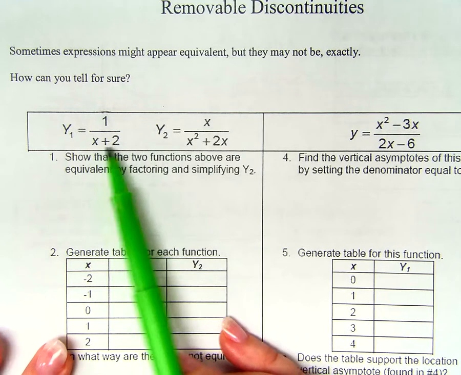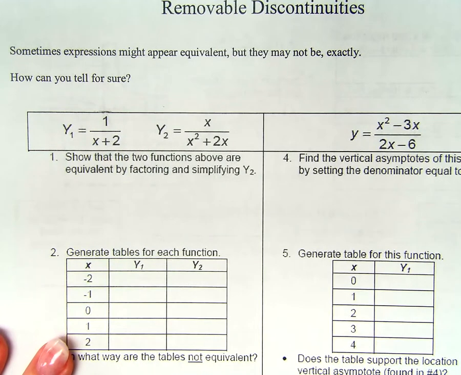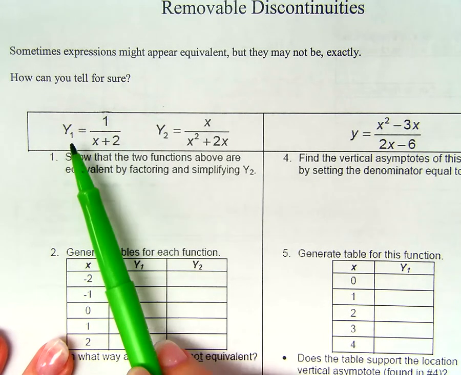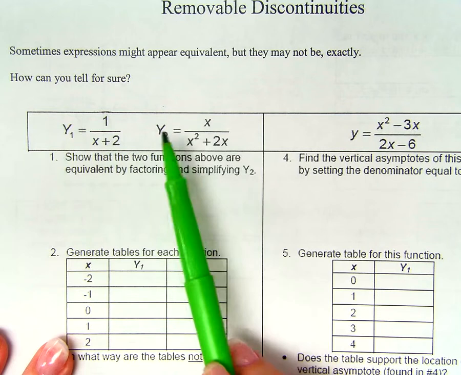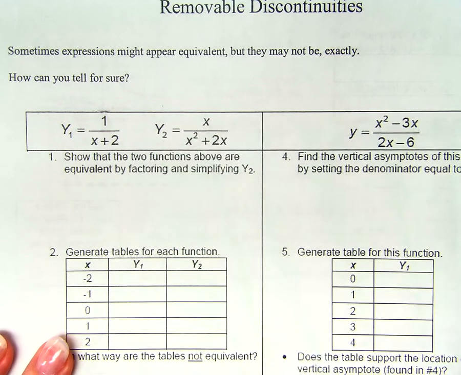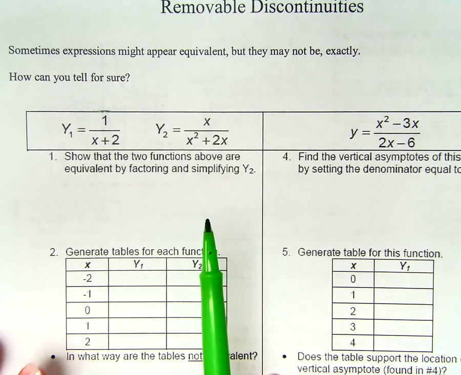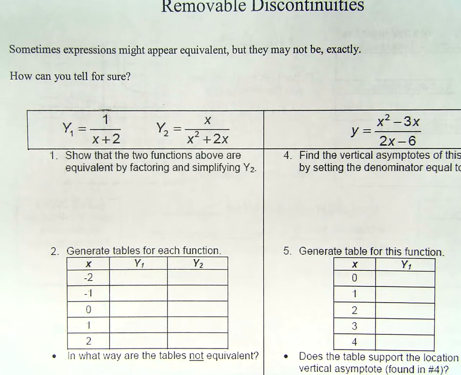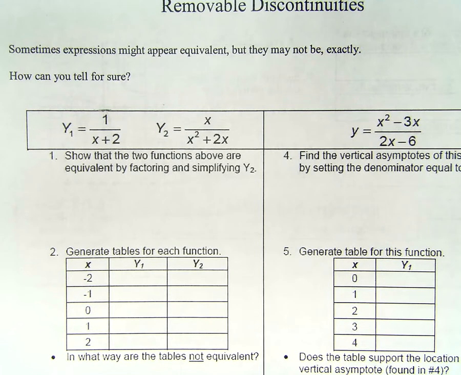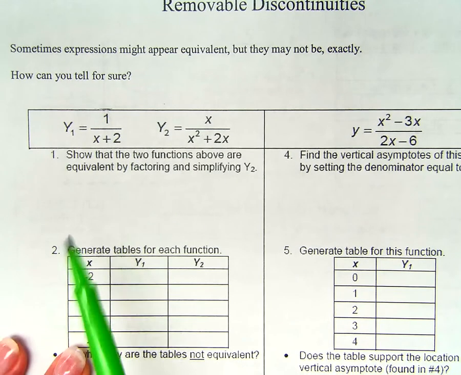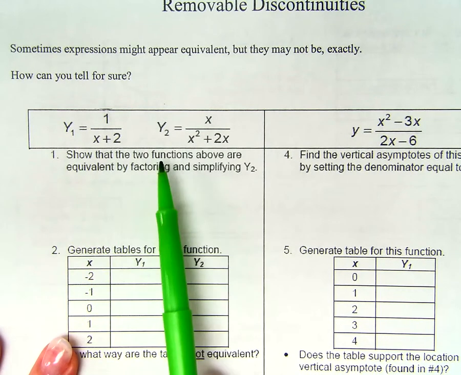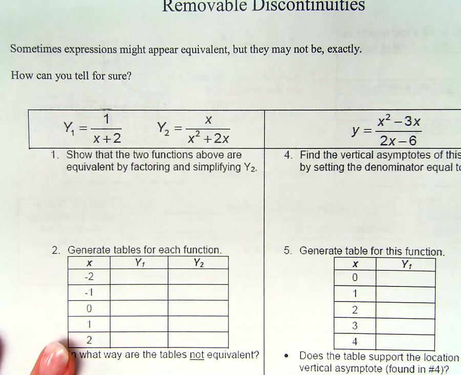So, here's two functions, y sub 1 and y sub 2. Okay? Now, you know in your calculator, it's F1 and F2, right? Please understand that this worksheet is meant for the old calculators, so there's some things that are going to be slightly different in the explanations, but I'm going to actually show you an old calculator so you know what they're talking about. Okay? So first of all, I want to show that the two functions above are equivalent by factoring and simplifying y sub 2.